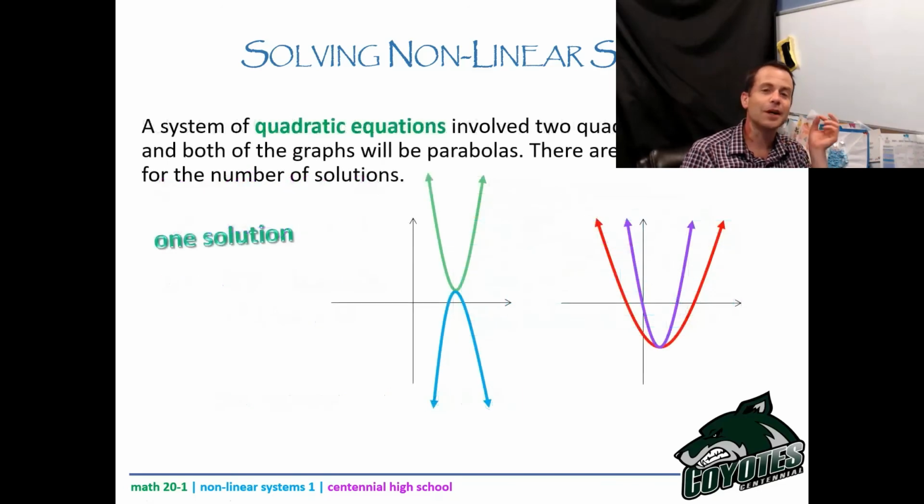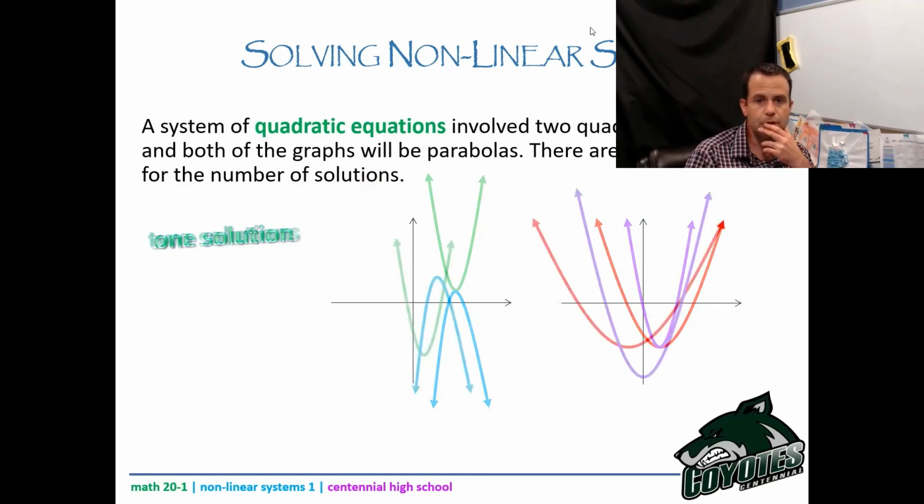Okay. So a system of quadratic equations involves 2 quadratic equations, and both of the graphs will be parabolas. So there are actually 4 different things that could happen here, and I'm just going to go through each one. We could have one solution. So I've shown you just 2 different examples where you could have one solution.